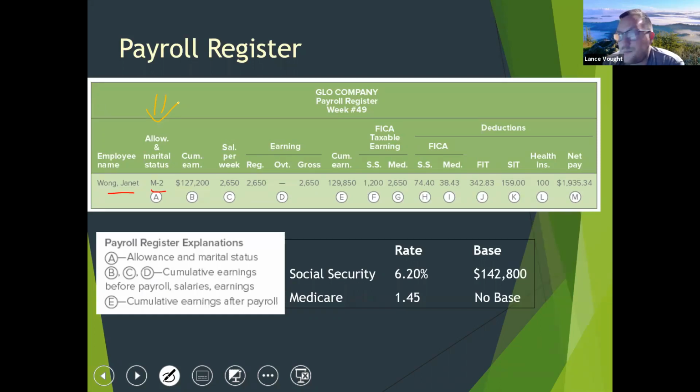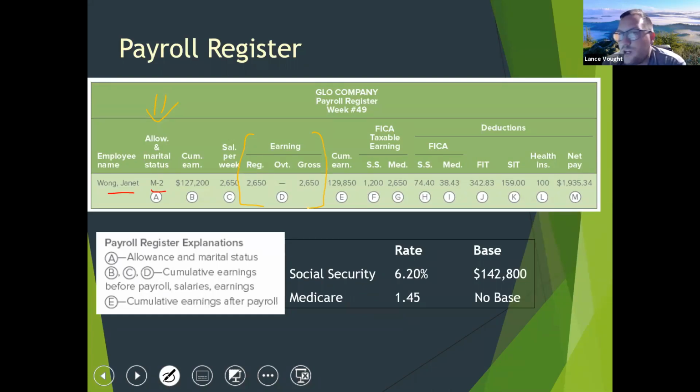So Janet Wong, prior to her 49th week paycheck, had earned $127,200. She's on salary and she earns $2,650 a week. So C is identifying what her average pay each week is. And then when we get to this box right here, this is saying how much she's earning this pay period.